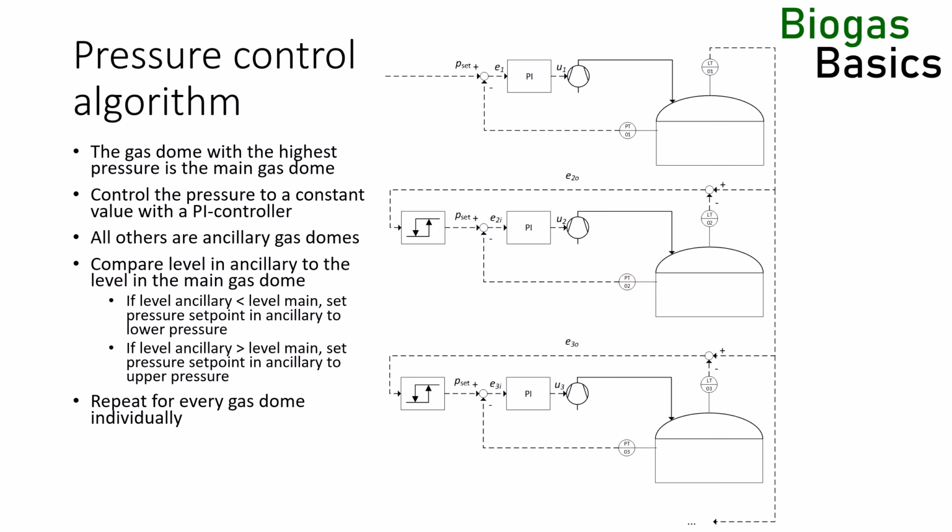The pressure controller can be a simple PI controller but should contain an anti-wind-up function, because the pressure in the ancillary gas domes will never reach the set point. During normal operation, the pressure differences between the main and ancillary gas domes will only be a very small amount, less than 0.1 millibar. The change in pressure difference cannot be measured, but it has an effect on the gas dome levels. This control algorithm will keep all gas domes at the same level.